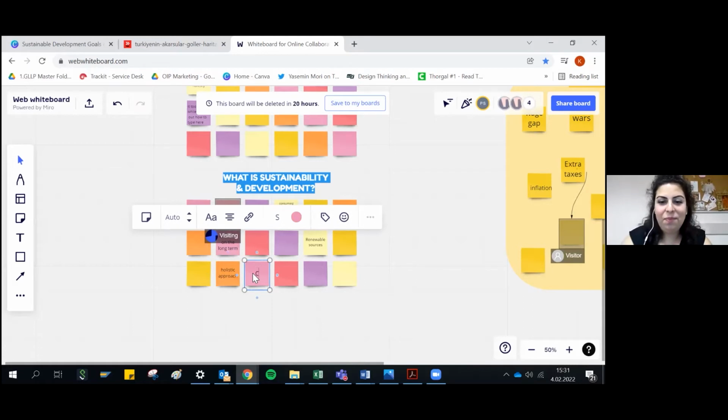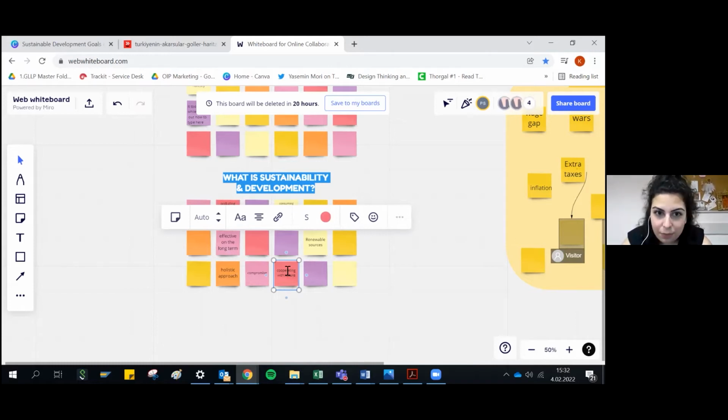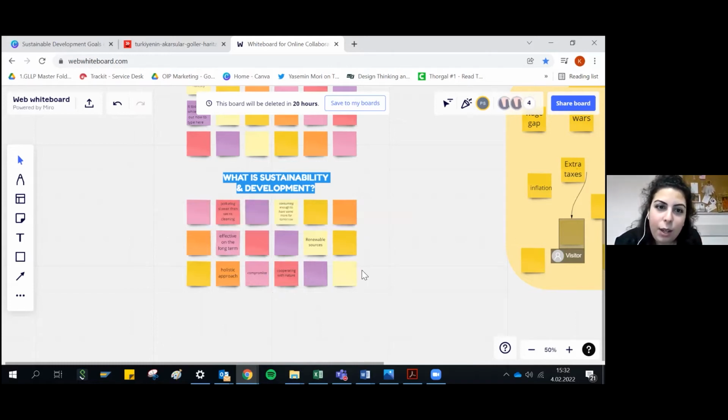Compromise. Cooperation with nature. Good one. Polluting slower than we're cleaning. Good one. Yeah, I really like the definitions coming today. Is there anybody who would like to add something? It can be a definition, it can be a keyword.